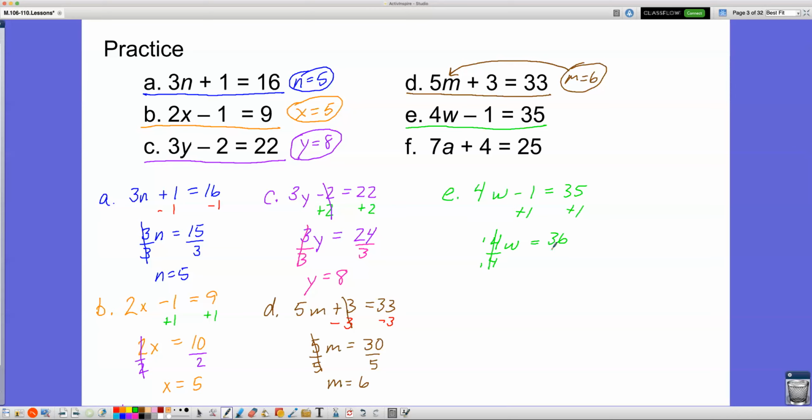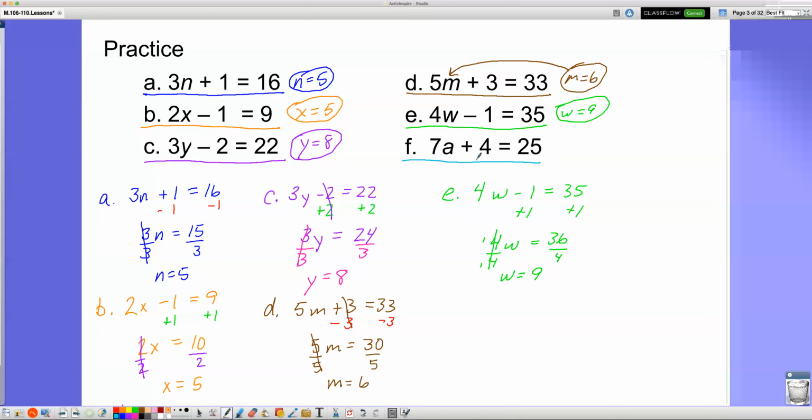I need to do the same thing to the other side. Remember, I divided by 4 over here, so I have to divide by 4 over here. So now I have w equals 36 divided by 4. W now equals 9. So that is our answer. I want to double check by plugging in 9. 4 times 9 is 36. 36 minus 1 is 35. That's correct.